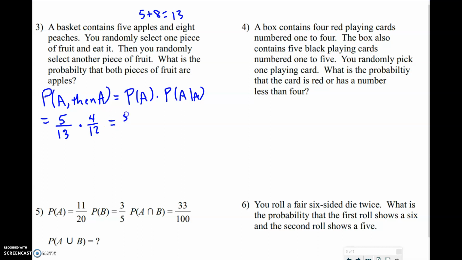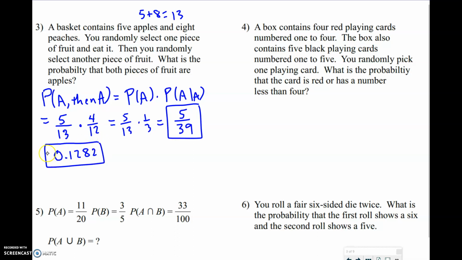And I can reduce 4 out of 12 to 1 over 3. Multiply numerators, multiply denominators. My fraction answer is 5 out of 39. Do a little dividing. 5 divided by 39, I get for my decimal 0.1282. There's my decimal answer. And then my percent is 12.82%.